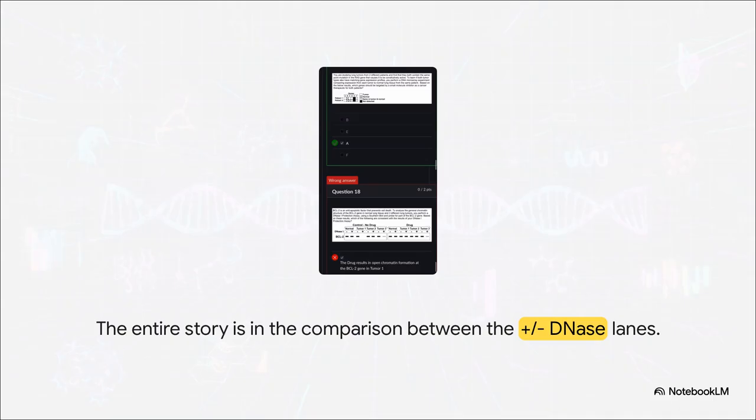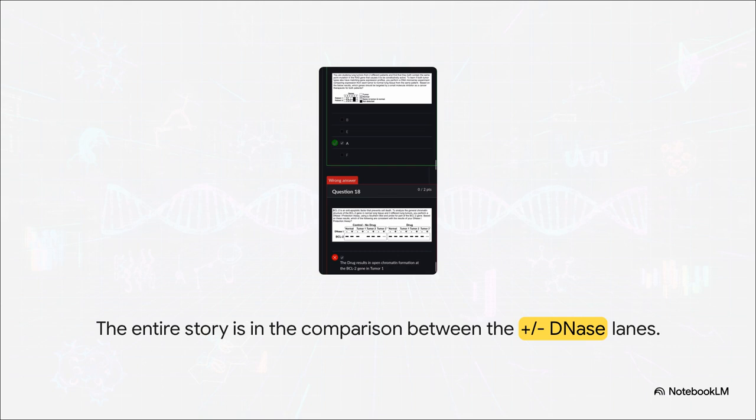Okay, now let's see what this looks like on an actual exam question. See that normal lane? Look at the control, the one without DNase. That's our baseline, a nice, strong band. Now, look what happens when we add the DNase. That band is still there. What does that tell us? It tells us the DNA was protected. It was wrapped up super tight in heterochromatin.